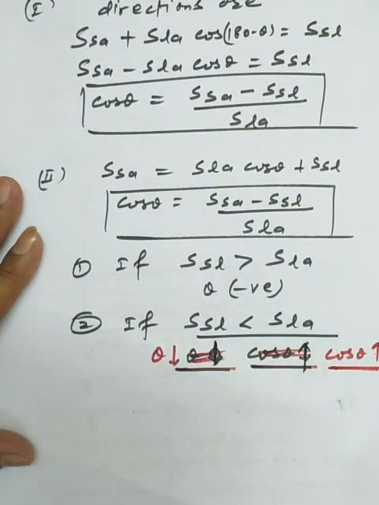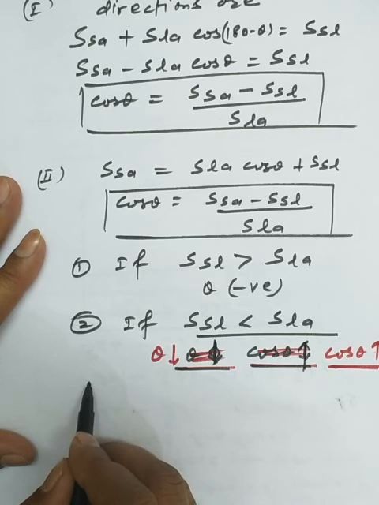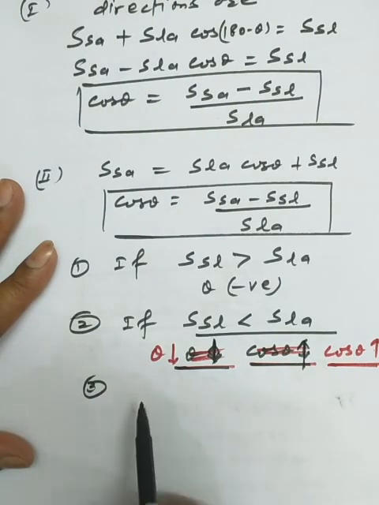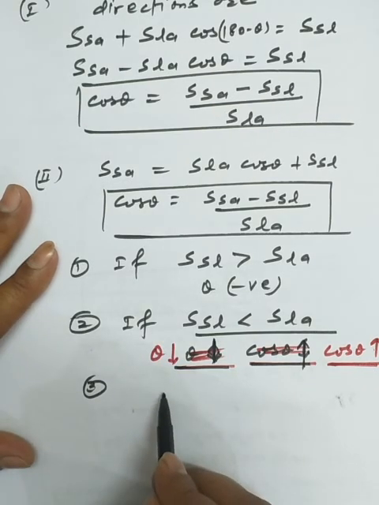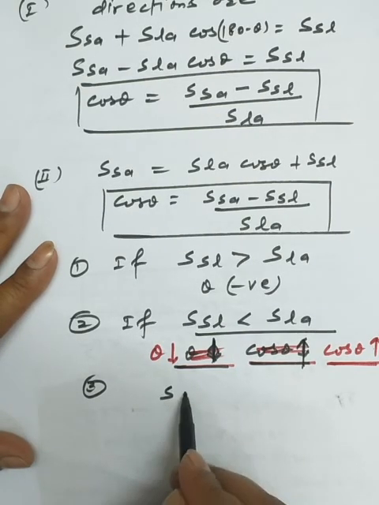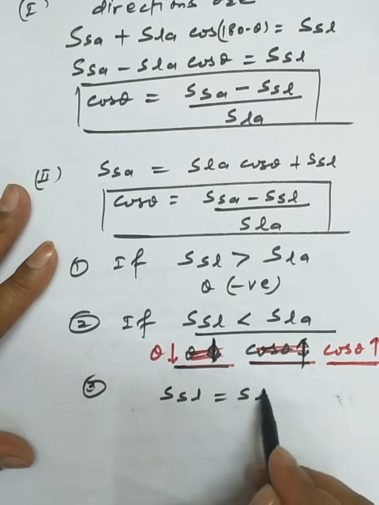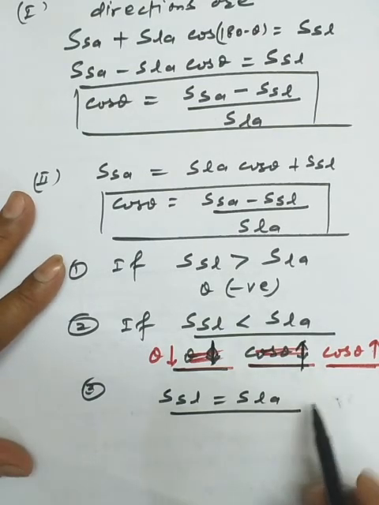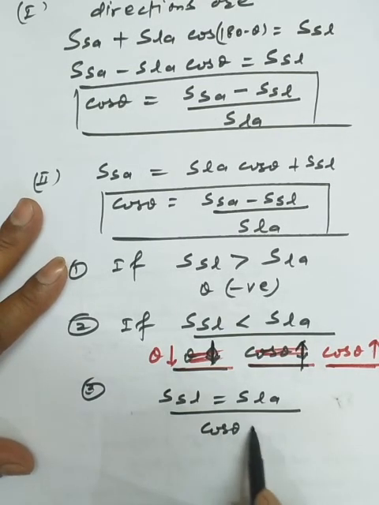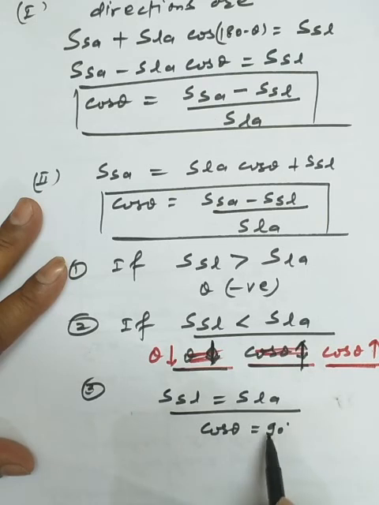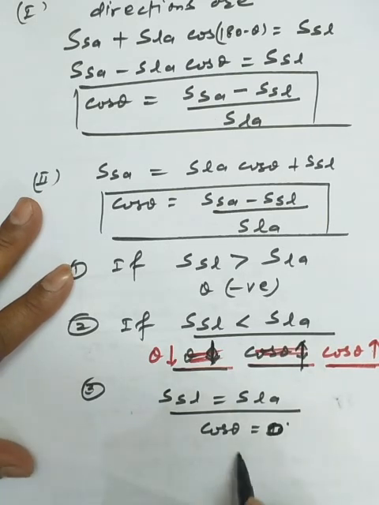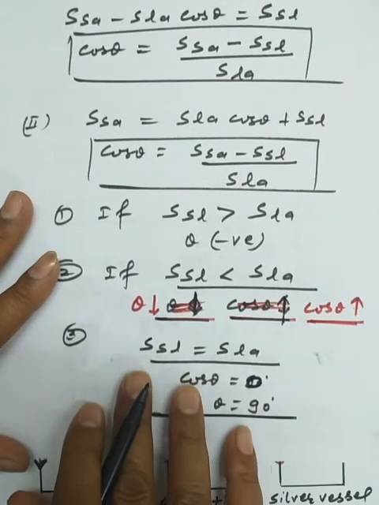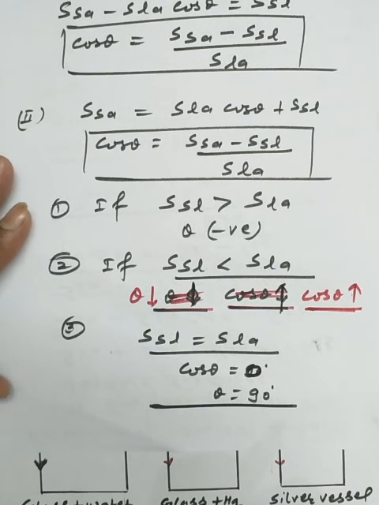If we take the third point, S_SL is equal to S_LA. Then we can imagine that cos theta is equal to 0, so cos theta comes to 0. So we can imagine theta is equal to 90 degrees. This is the discussion on the relative strength of the surface tension.